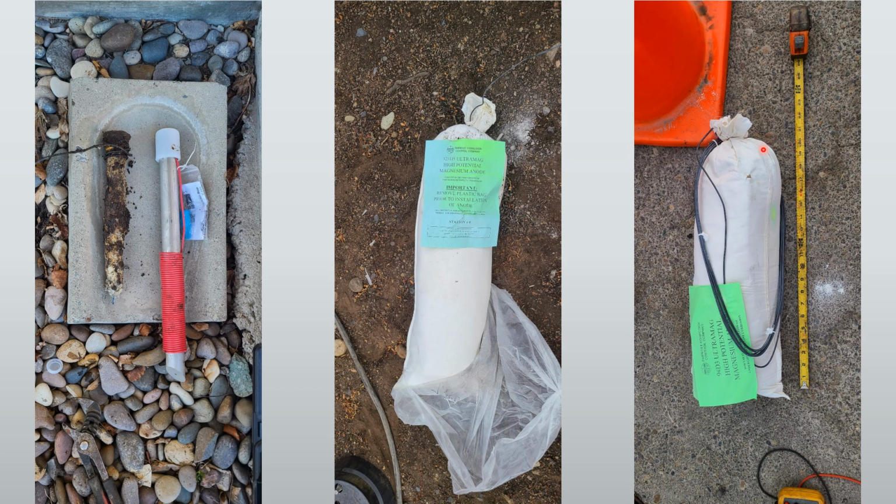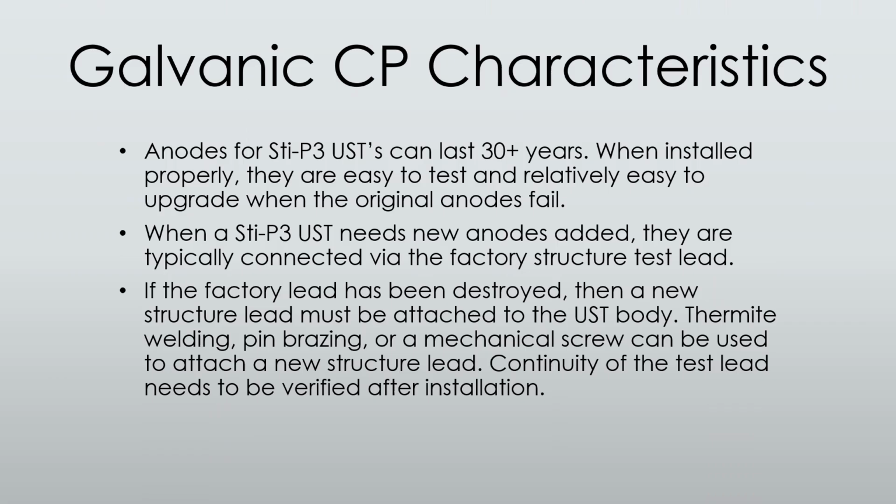You can order a variety of dimensions of anodes. The dimension of the anode will affect the current output since it is a function of surface area for the current production. The anodes that are installed for Type 3 USTs can last 30 plus years. When installed properly, they are easy to test and relatively easy to upgrade when the original anodes fail.